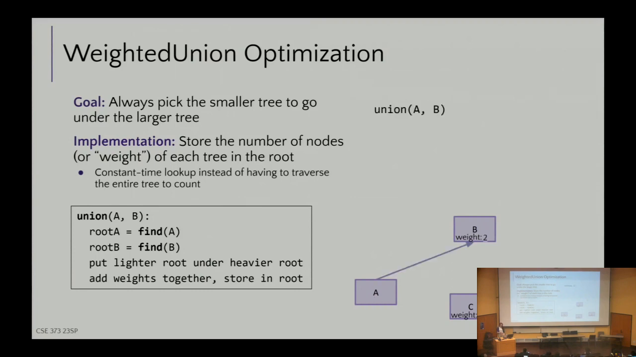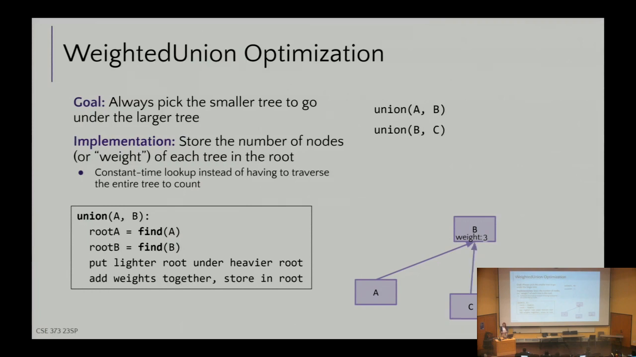If I union A and B, it doesn't matter, they're both the same size. So in this case, there's like a tie in who becomes the parent of whom, and it doesn't matter. So we're just going to make A become the child of B, and then we're going to take the weight of the 2 trees that combined, add them together, and store that new weight in the reigning overall root. So A had a weight of 1, B had a weight of 1. When we union them, now B is going to store their combined weight of 2.